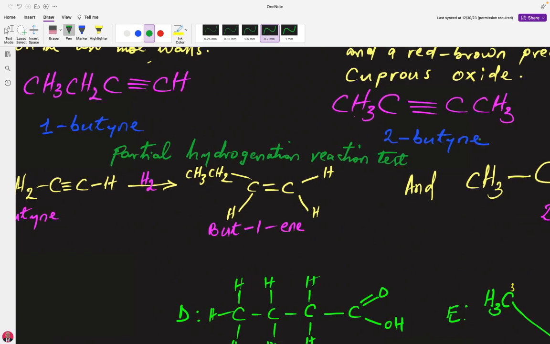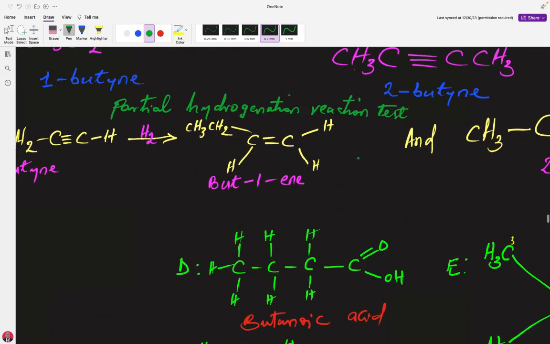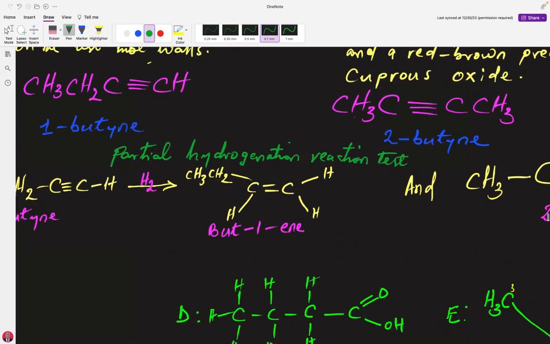With a chemical test. The chemical test we can use to differentiate these compounds is the partial hydrogenation reaction test. It is partial hydrogenation because we don't convert all the compound directly to alkanes. We convert just one bond. That is partial. If it was full hydrogenation, it would go right to alkane. But it is partial because we are converting it only once, from alkyne to alkene.